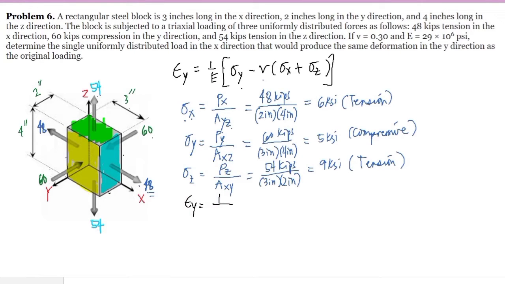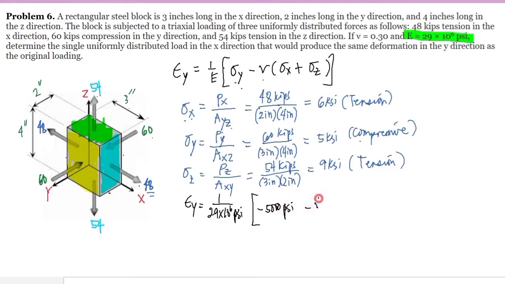So given in the problem, we have the modulus of elasticity is equal to 29 times 10 to the 6 PSI. And we have here the stress in Y, that is compressive. So we have here negative, since this is in KSI, we convert to PSI, so that is 5,000 PSI.